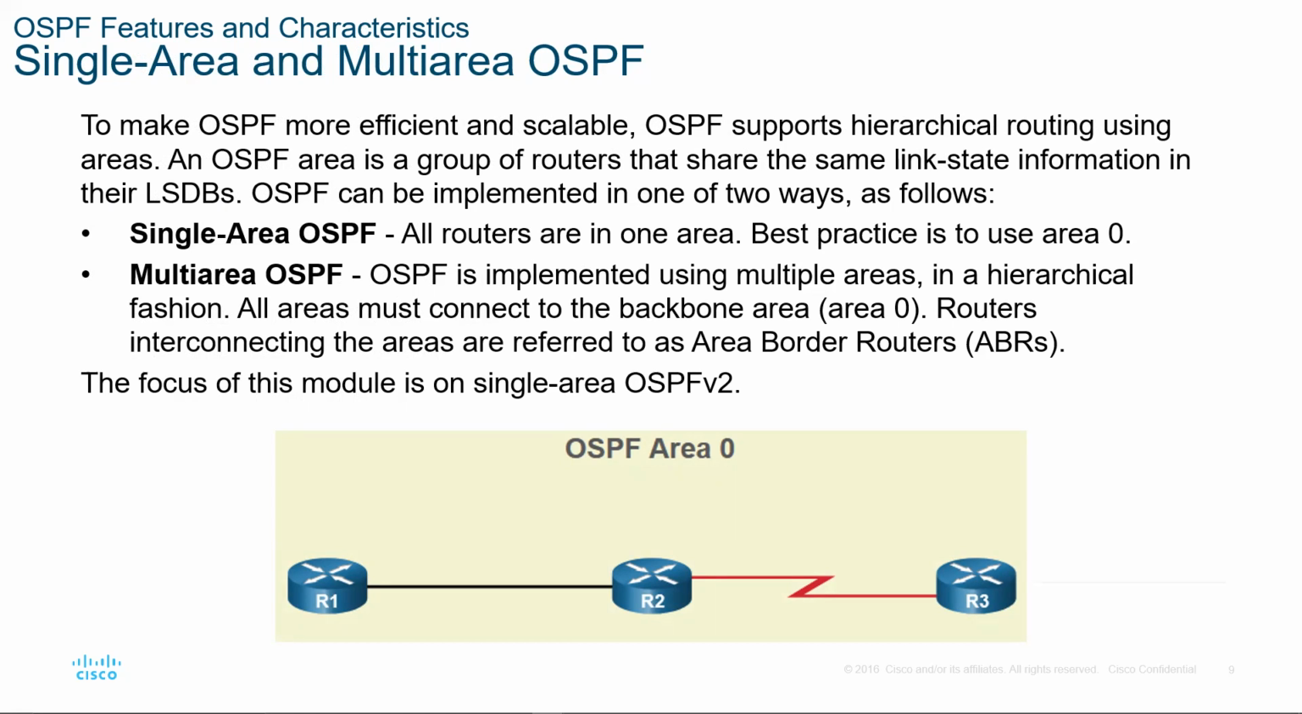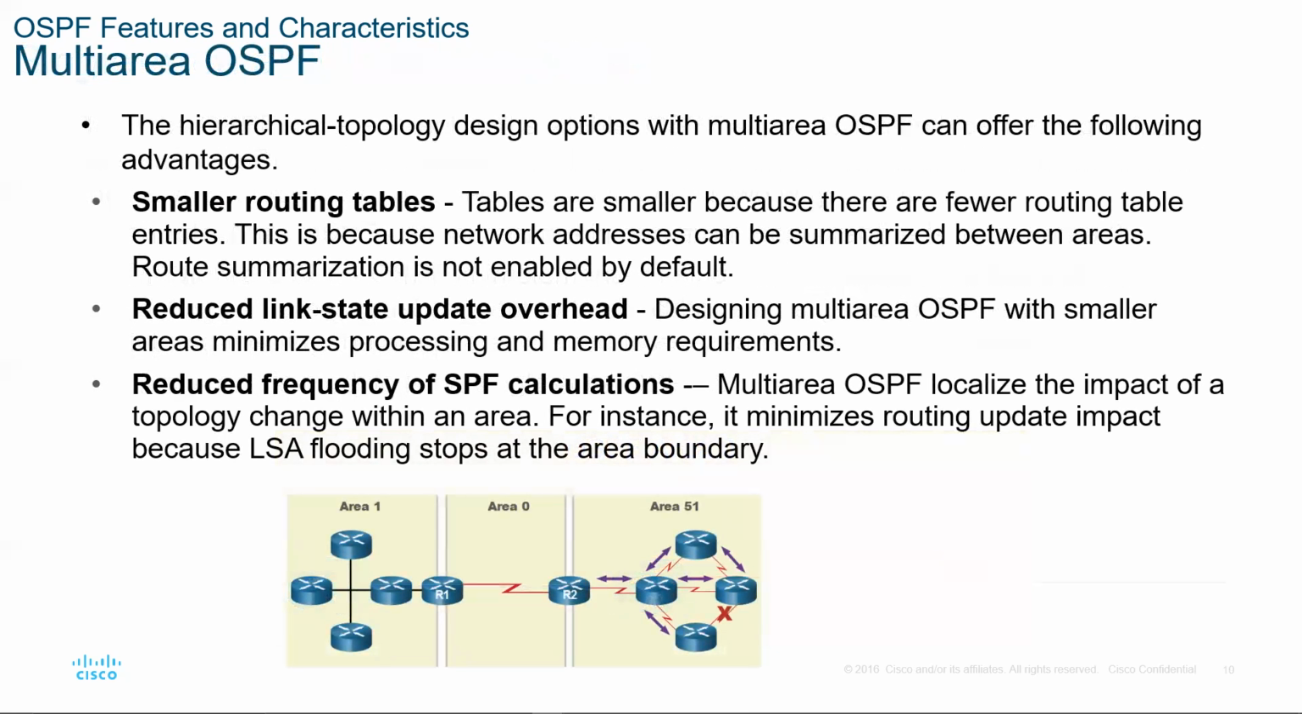So a change in one area may not affect other areas, because unless it changes the summary of routes, the updates do not go outside of the area. But for the rest of this chapter, we'll be concentrating on area 0.